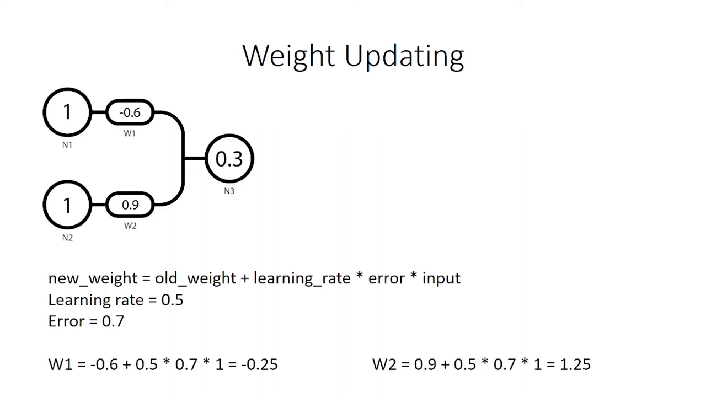That's a lot to take in. So here's an example. We already know the error is 0.7, and I chose to use 0.5 as the learning rate. First, we'll adjust weight 1, so we get its current value of negative 0.6, then add the learning rate, which is 0.5, multiplied by the error, which is 0.7, multiplied by the input value, which is 1. This leaves us with a weight of negative 0.25, which isn't perfect, but it's closer.